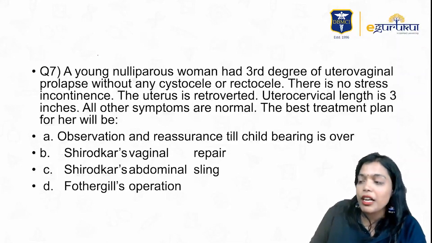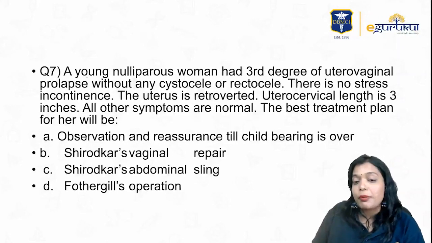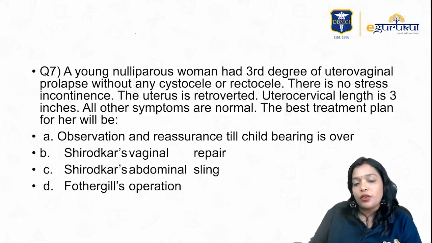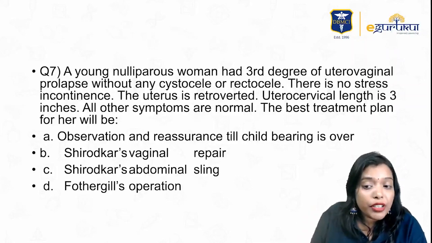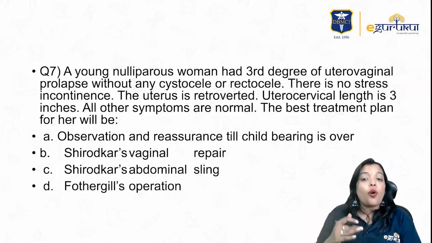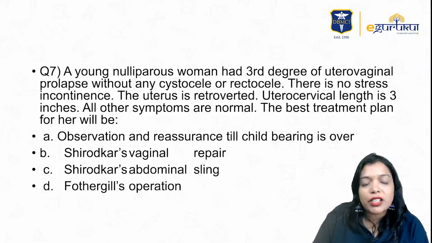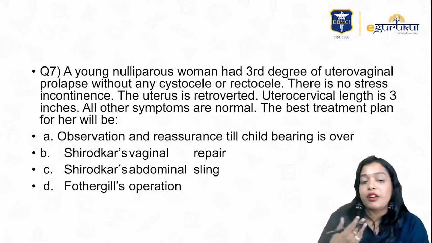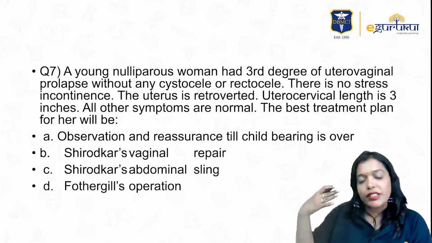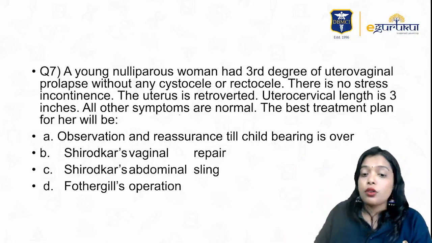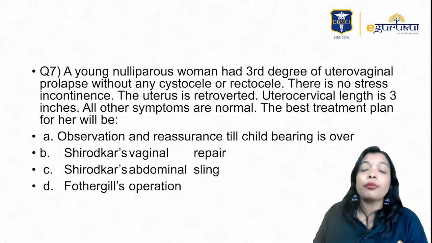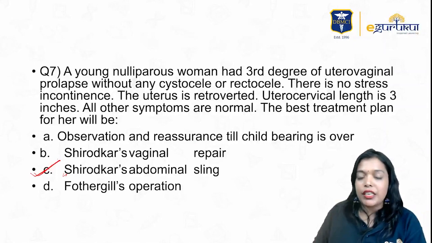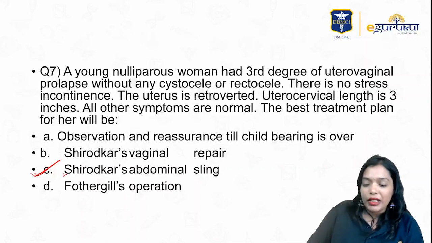A young nulliparous woman has a 3rd degree uterovaginal prolapse without any cystocele or rectocele. There is no stress incontinence. The uterus is retroverted, UCL is 3 inches, all other symptoms are normal. The best treatment plan for her will be: as it is a 3rd degree uterovaginal prolapse, she cannot conceive with the uterus and cervix hanging outside, right? I told you for a nulliparous woman, the best surgery we have is sling surgery. So your answer will be C, Shirodkar abdominal sling, right?